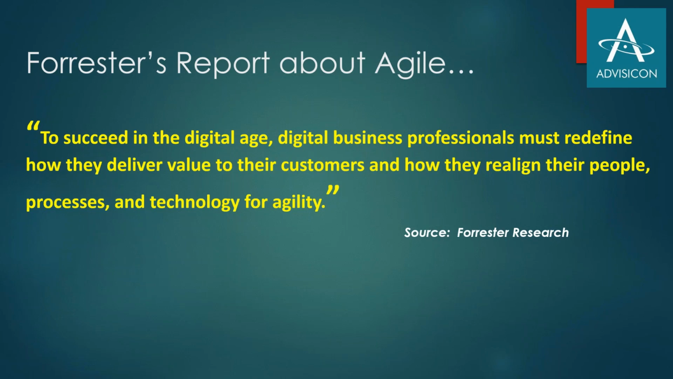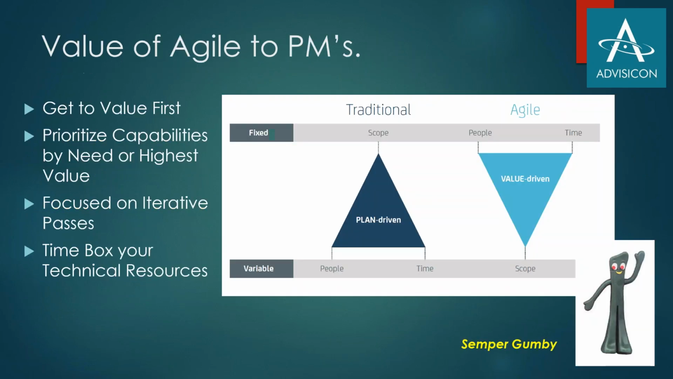And so to think about this, to succeed in the digital age, digital business professionals must redefine how they deliver value to their customers and how they realign their people, processes, and technology for agility. What's important about that is we think about the desktop of Microsoft Project, which has been pretty much waterfall for many, many years. You still have a relational database that allows you to pivot and use it like an agile tool with sprints, with story points, with customer need and prioritization. Microsoft has enabled some very powerful little drag and drop features that really speed up the process of working in an agile environment.